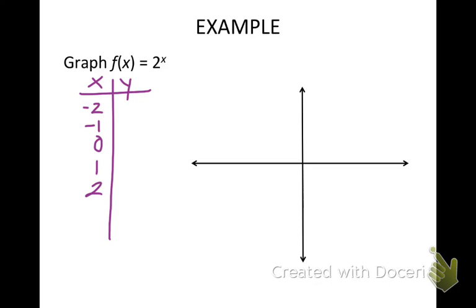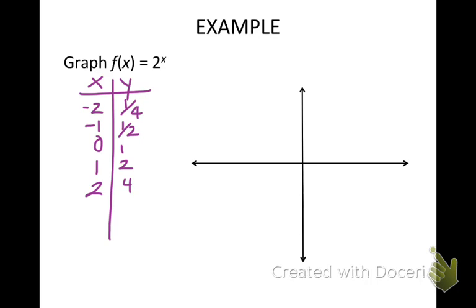We already kind of figured these out, so 2 to the negative 2 power we said was what? 1/4. 2 to the negative 1 was 1/2. 2 to the 0 was 1. 2 to the 1 is 2, and then 4.